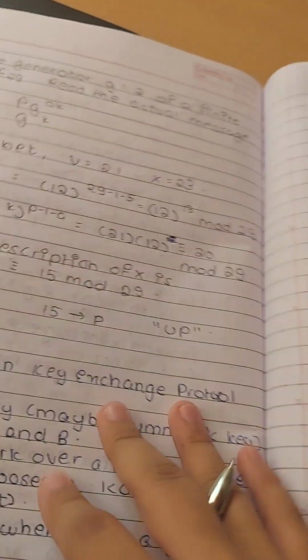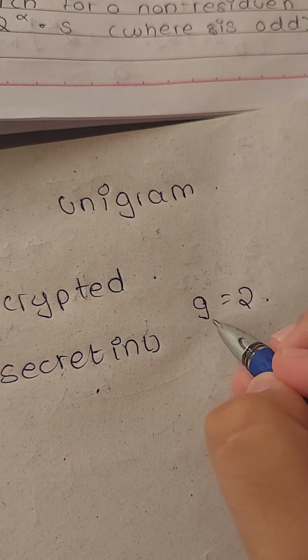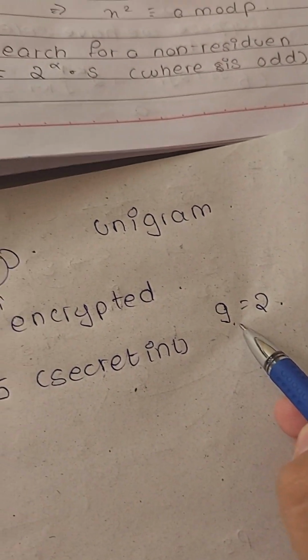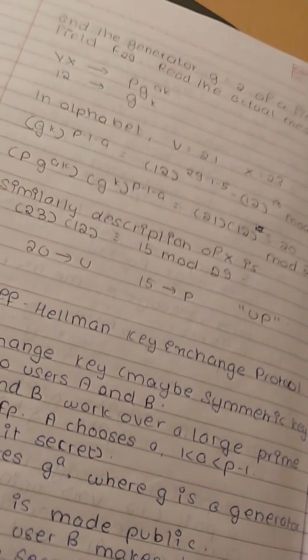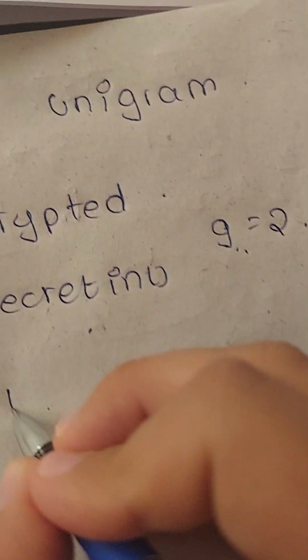And what's the next part of the question? With g equal to 2. So g is equal to 2. Now over here, just don't confuse this with this. This is separate, this is separate, okay? And a finite field F29. So it will always be a field of a prime number. So p over here is 29 because the field is 29.